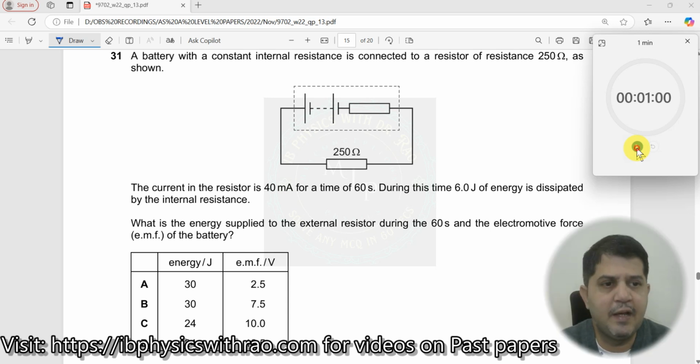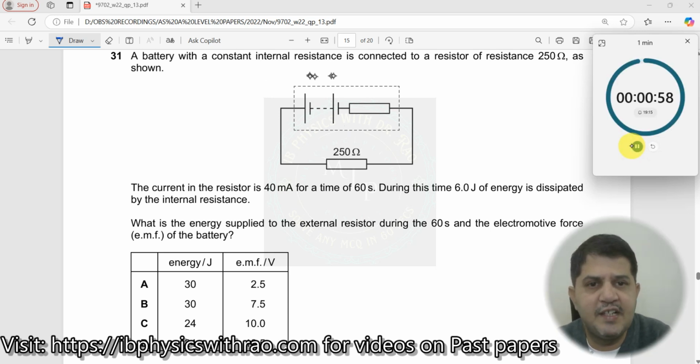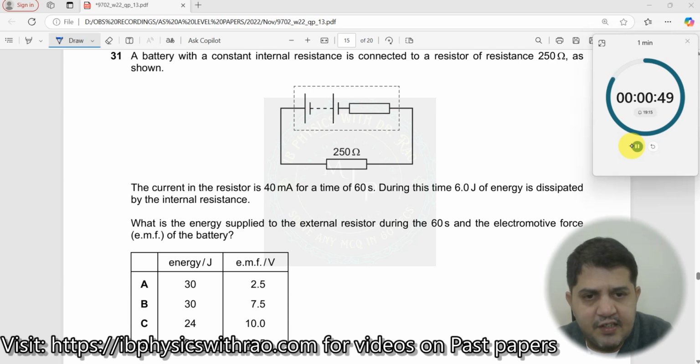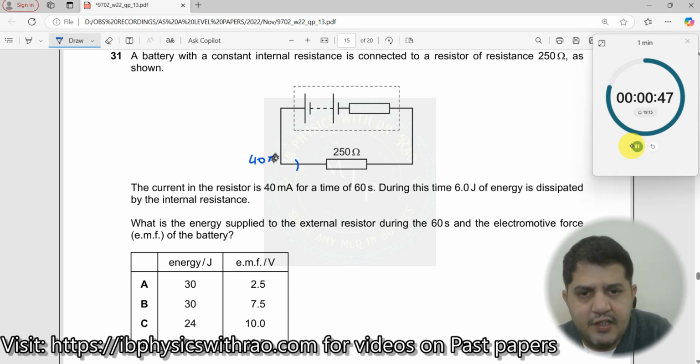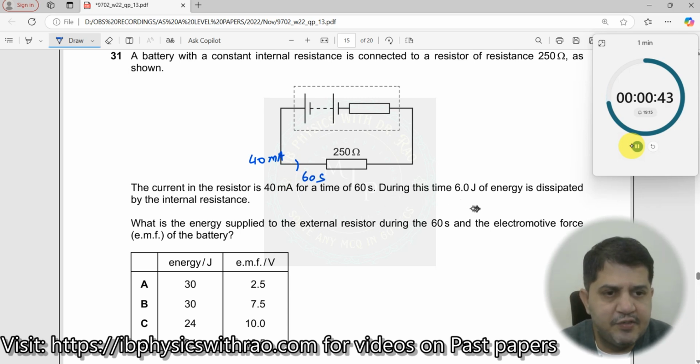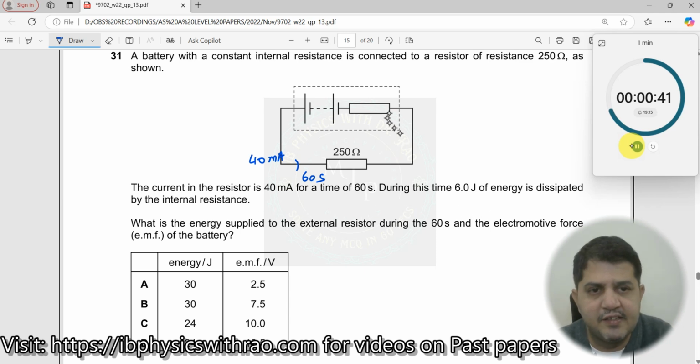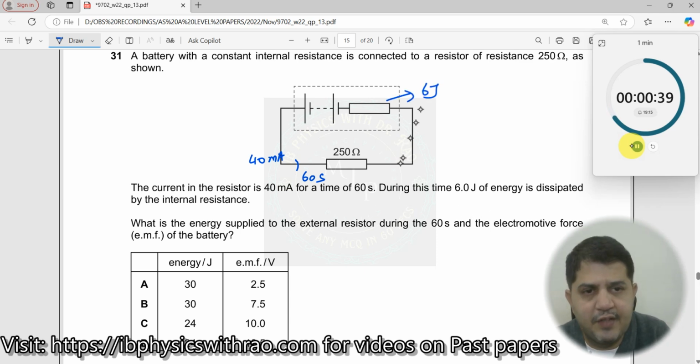Question number 31. A battery with a constant internal resistance is connected to a resistor of resistance 250 ohms. The current in the resistor is 40 milliampere for a time of 60 seconds. During this time, 6 joules of energy is dissipated by the internal resistor.